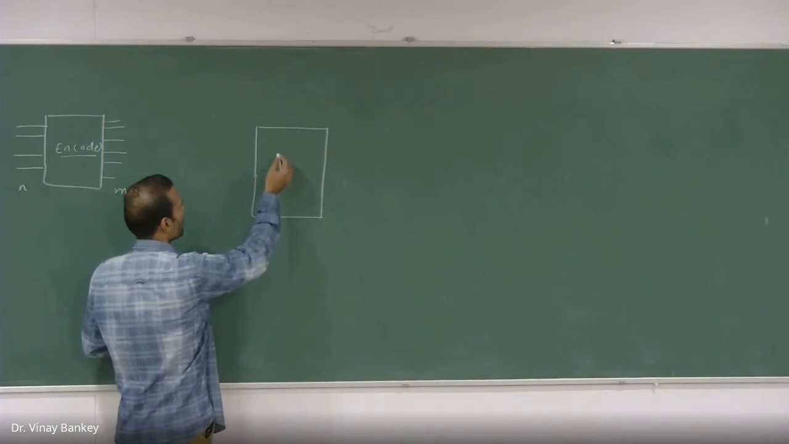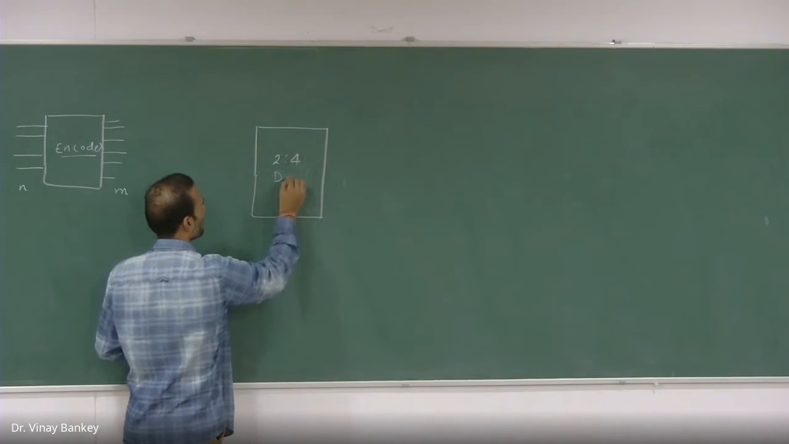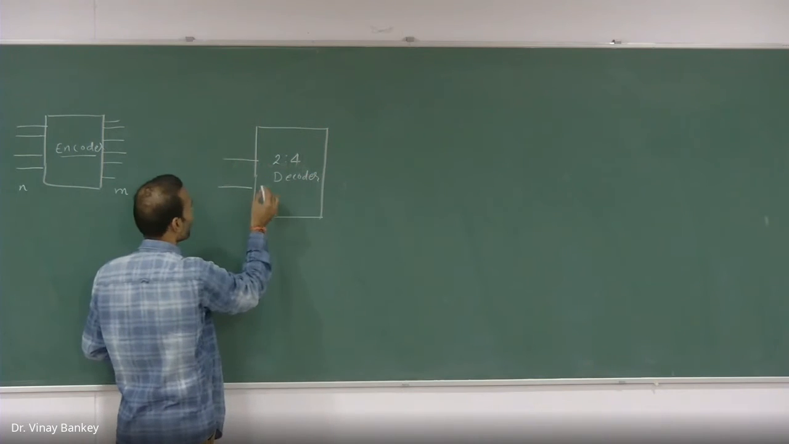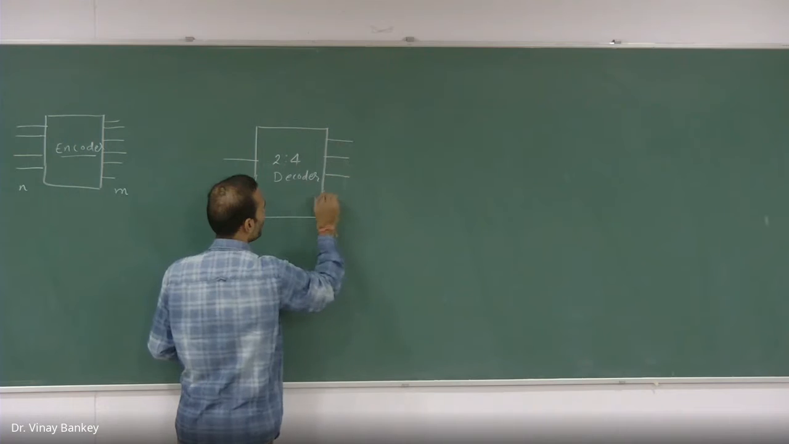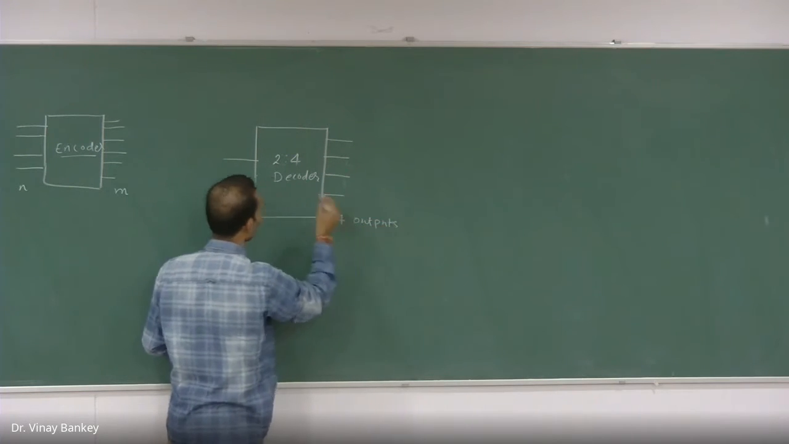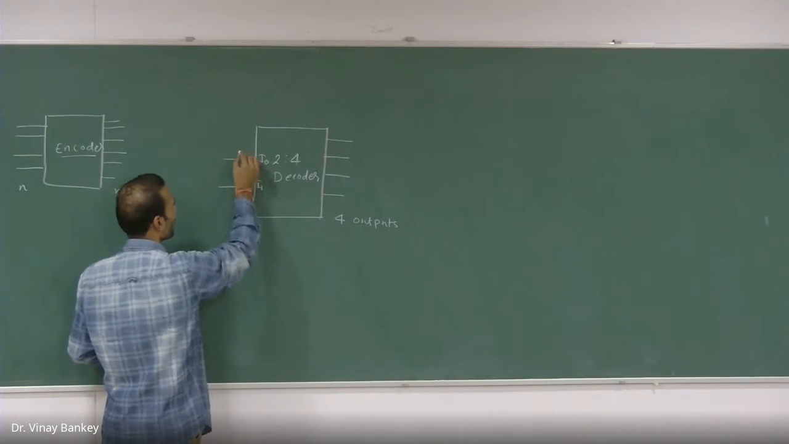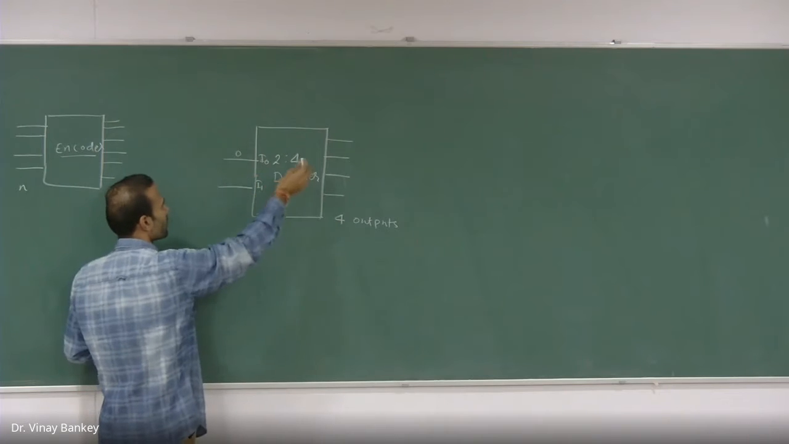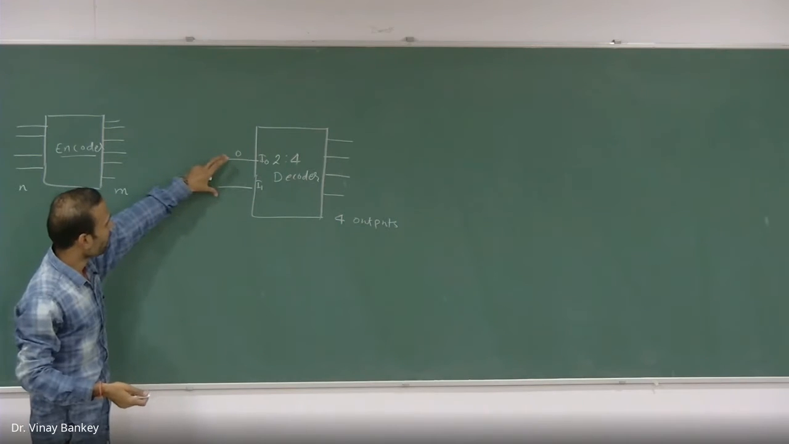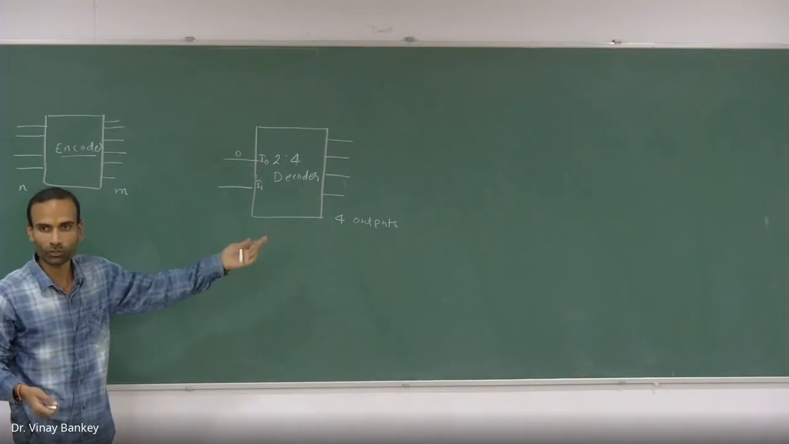Okay, so here we took an example of 2x4 decoder, where we have seen that we have 2 inputs and 4 outputs. And according to the inputs, one of the outputs will be high. So a definite combination of input excites one of the outputs. That is the decoder. Correct.